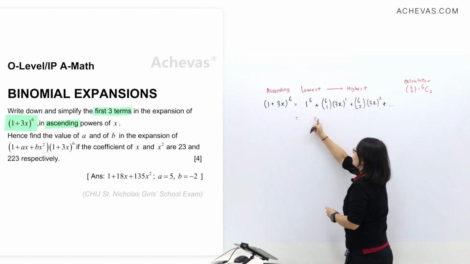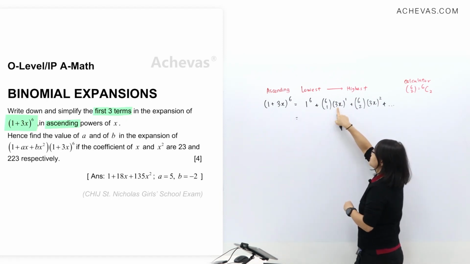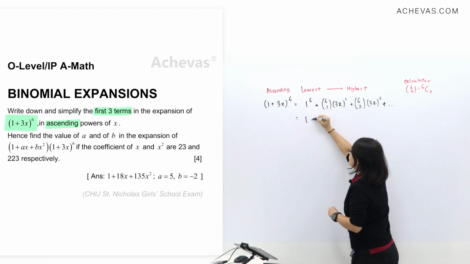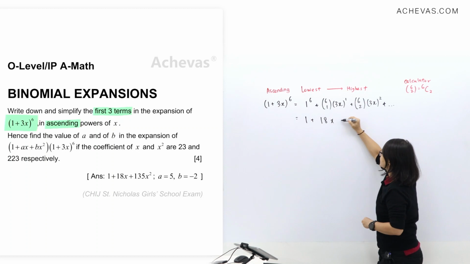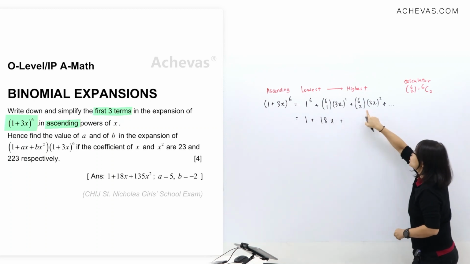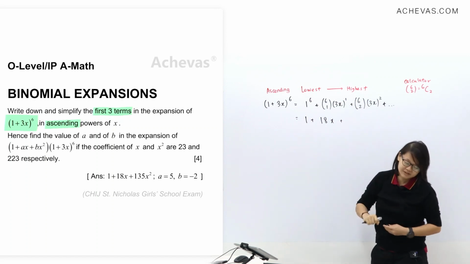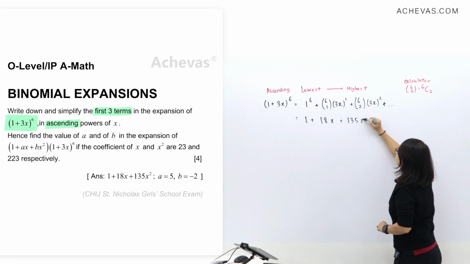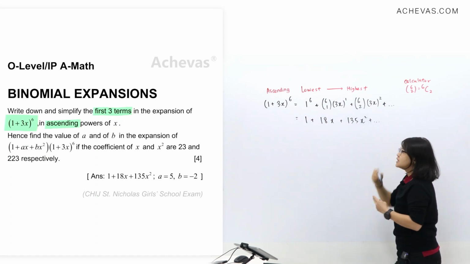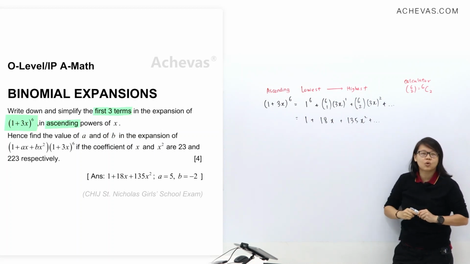And I'm going to find out what the next one is by simplifying the binomial coefficient and also the number here. So 1 to the power 6 is 1. 6C1 times 3, I will get 18x. And the next one, 6C2. Be careful over here, you're going to multiply by 3 squared, which is times 9. And I will get 135x squared. So we are done with the first part of the question.